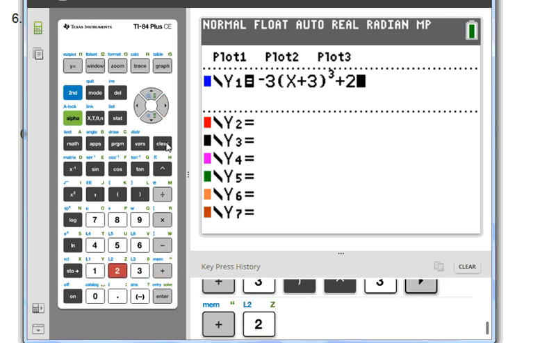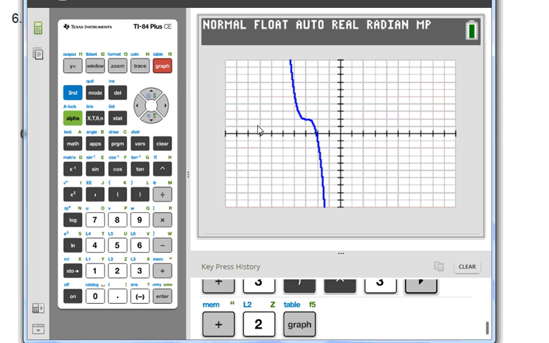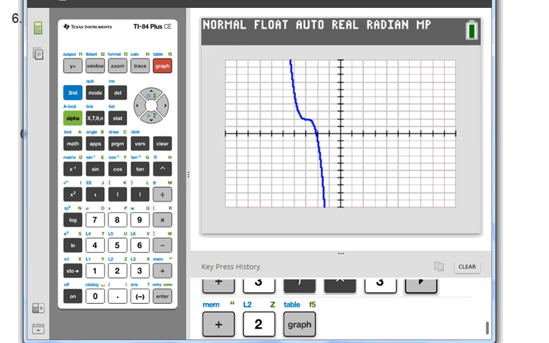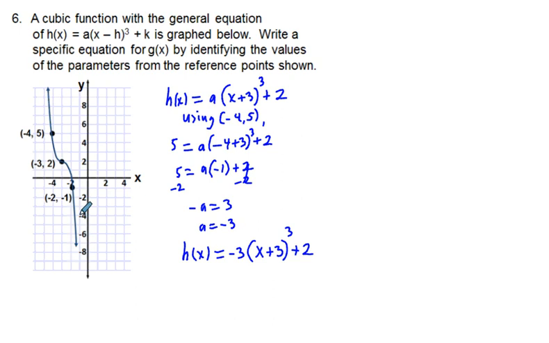And if we see all the points represented that we had, we know that we are right. We graph, and so we have an inflection point at negative 3 comma 2, and then we should have a point at negative 4 comma 5. It looks like we have that, and we should also have one at negative 2 comma negative 1. Let's go to the table view and check and see if we have that.